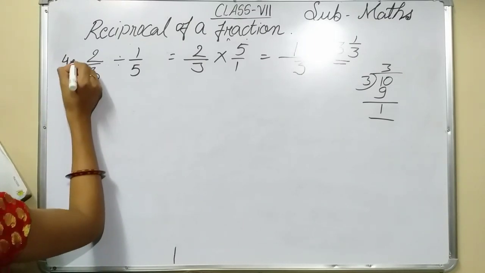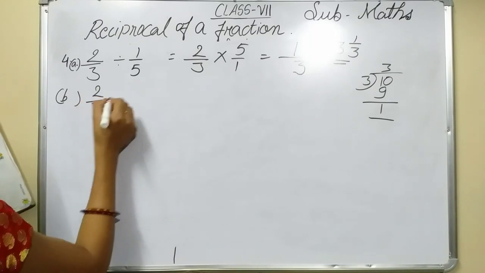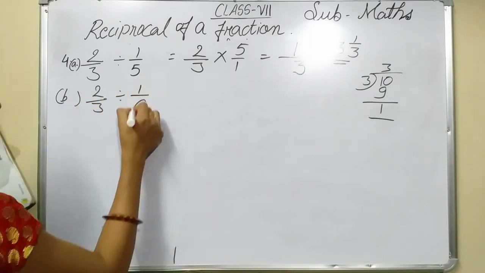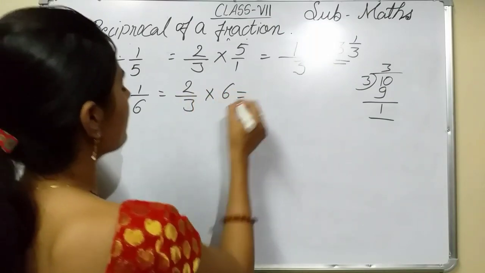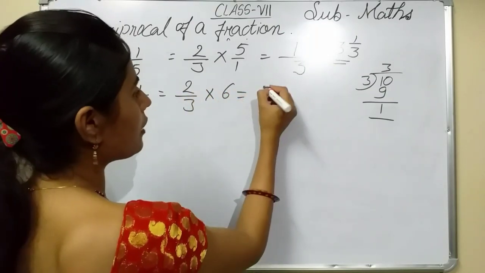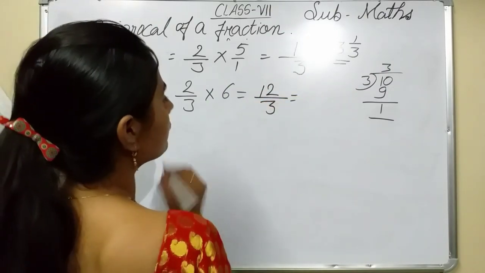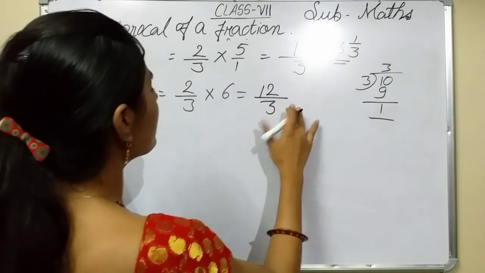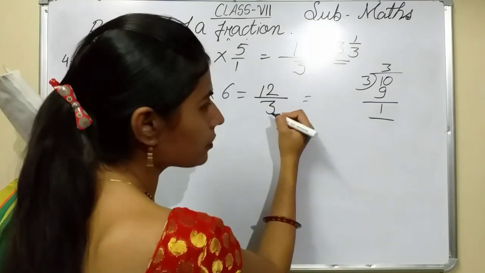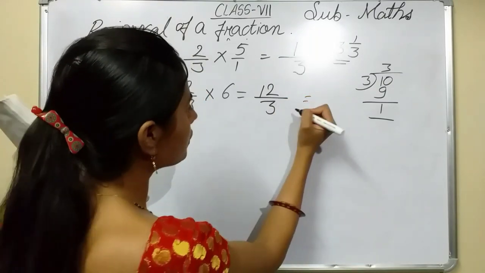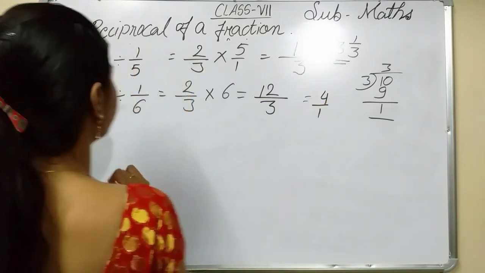Second, 2 by 3 divided by 1 by 6, that is 2 by 3 multiply by 6, that is 12 by 3. Okay. So here you will not get your answer as a mixed fraction because 12 is divisible by 3. So here you will get the answer 4 by 1.